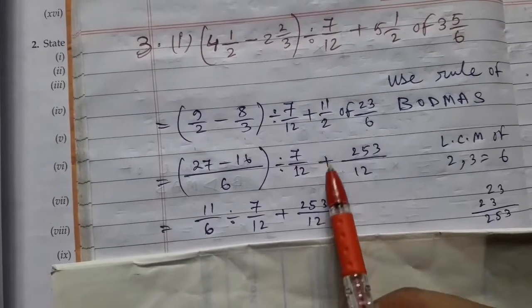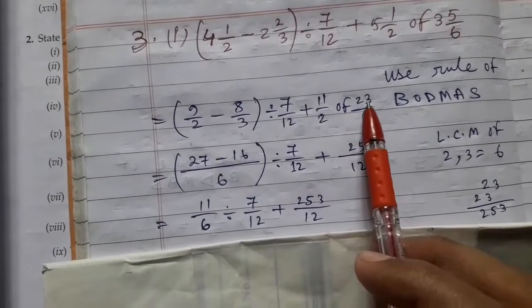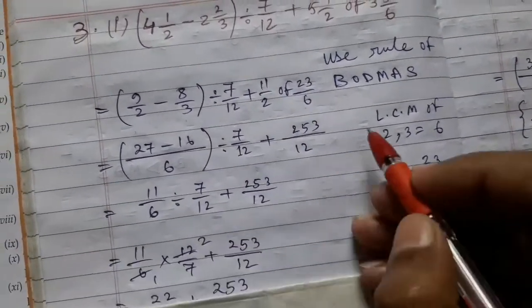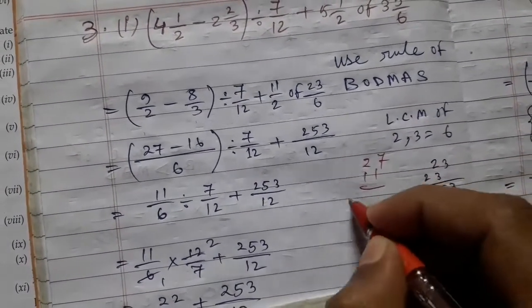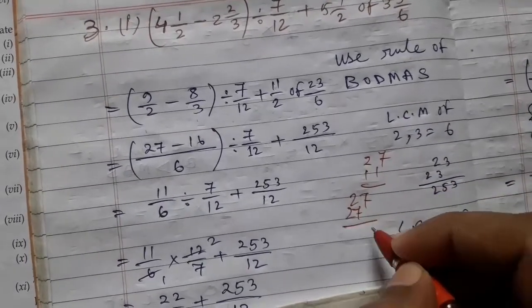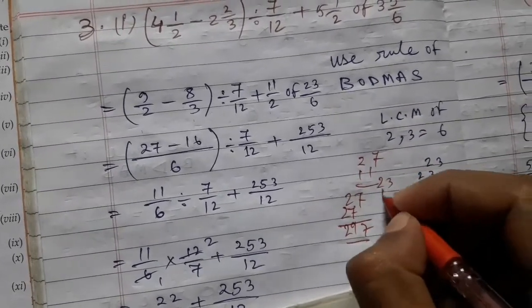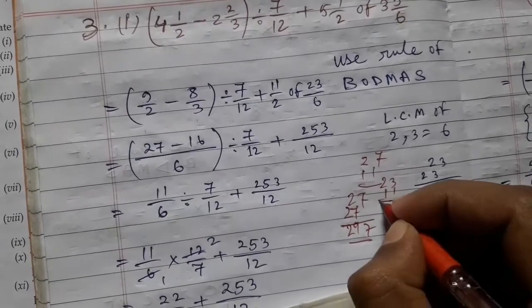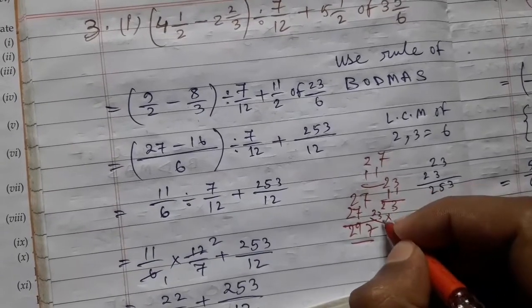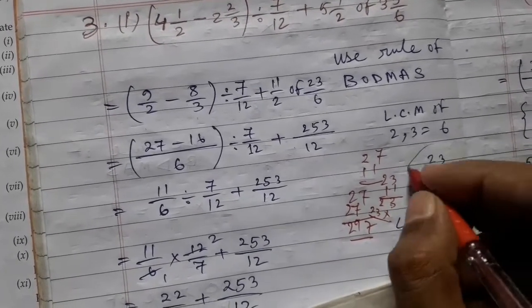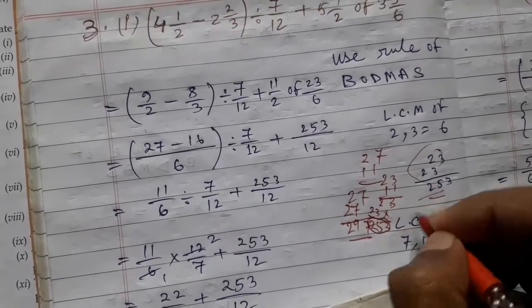Divide 7 by 12 plus the of means work as a multiply. 23 multiply 11, any number we multiply 11. Suppose 27 multiply 11, that means 7 plus 2 is 9, 297. Okay, 23 multiply 11, 3 ones are 3, 2 ones are 2, that means a repetition. Clear? Okay. 3 2 plus 3 is 5, 2 3 5.